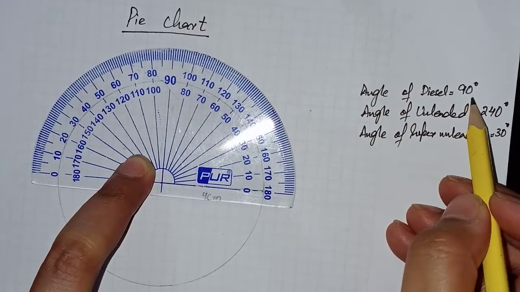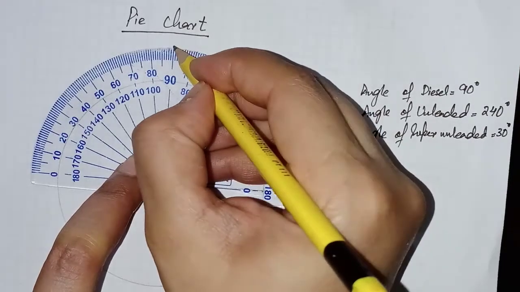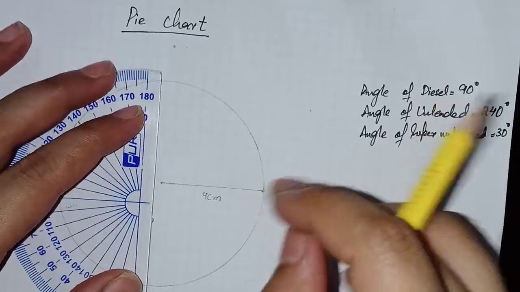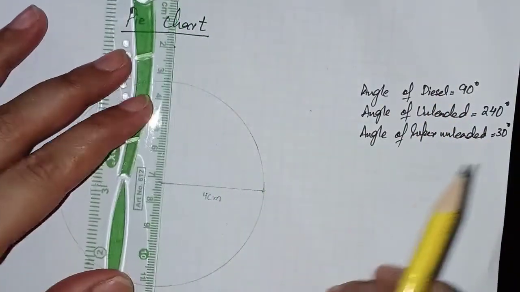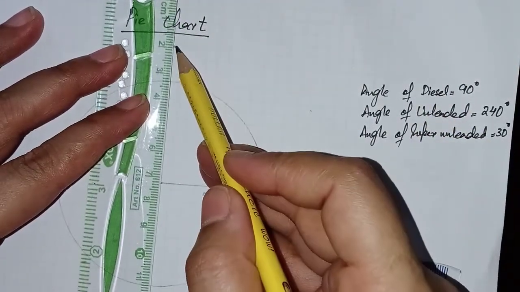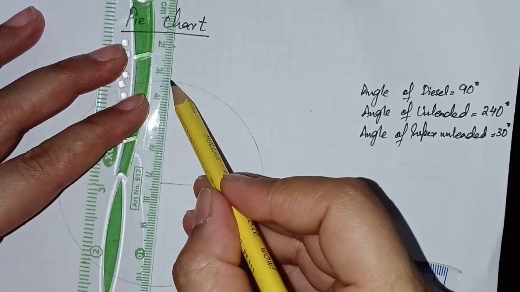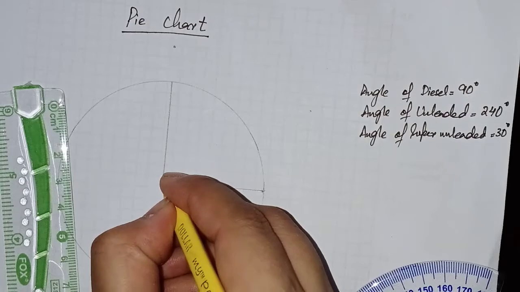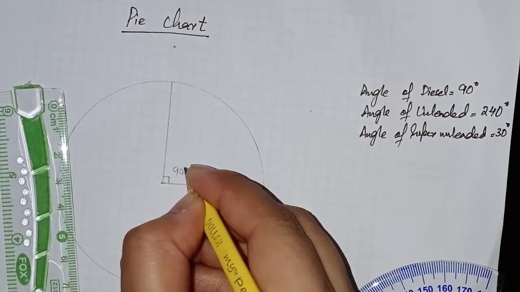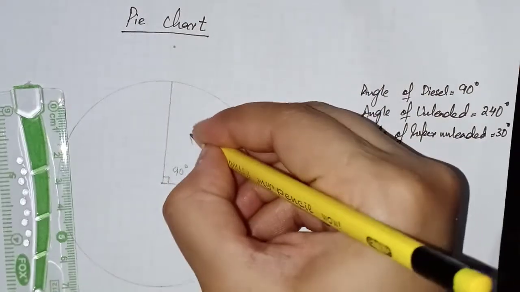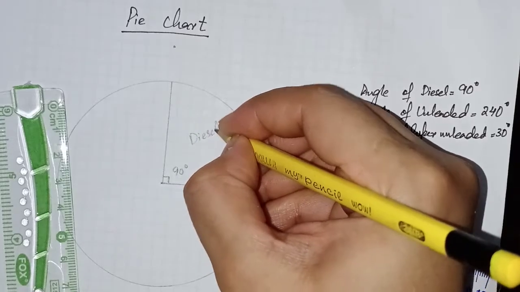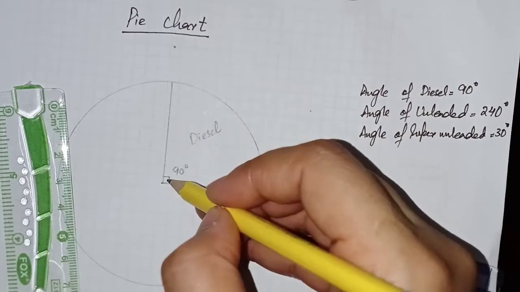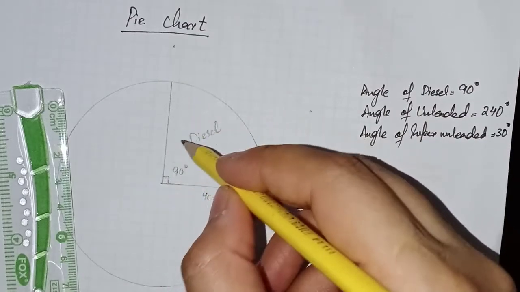Now the first angle is 90 degrees, so we will mark a 90 degree angle, and then we will draw a straight line till the circumference of the circle and to the center. So this angle is 90 degrees, and here we have the value of diesel.